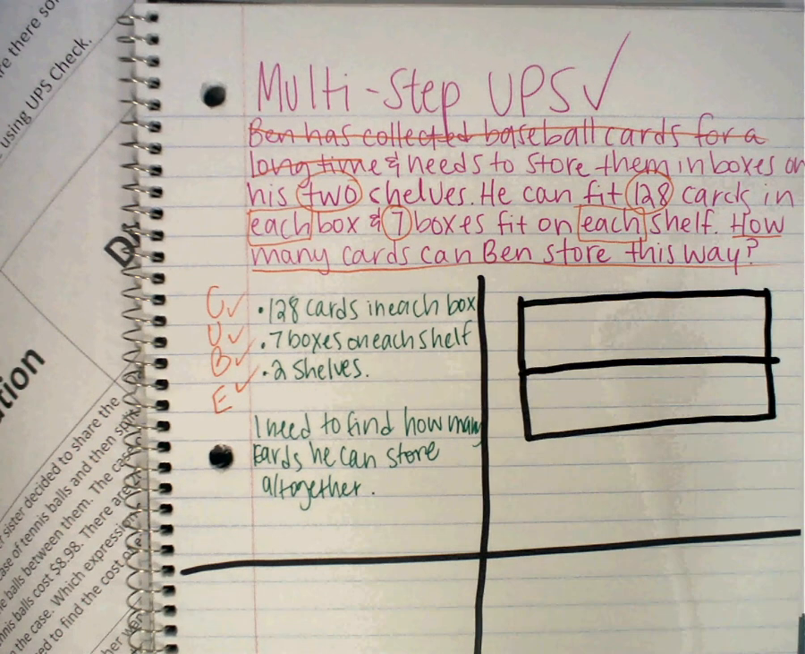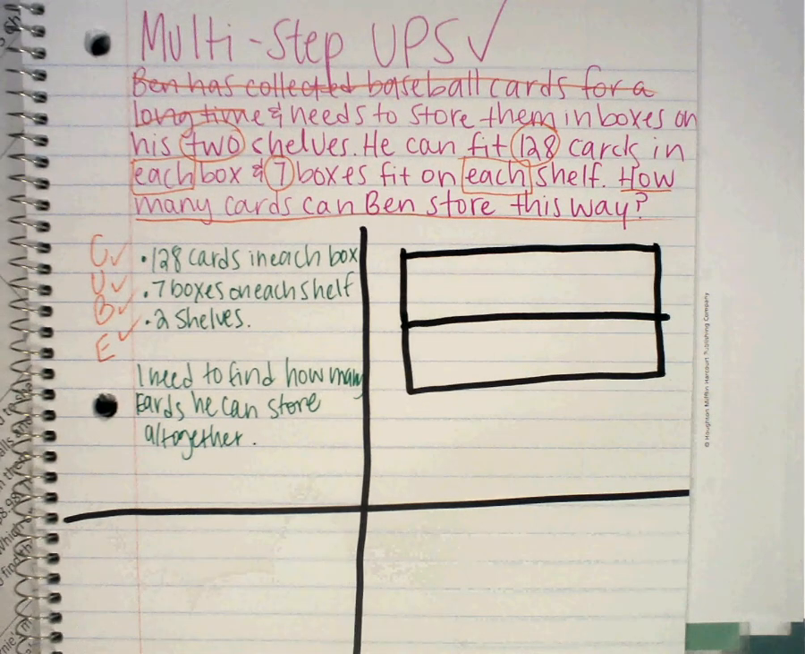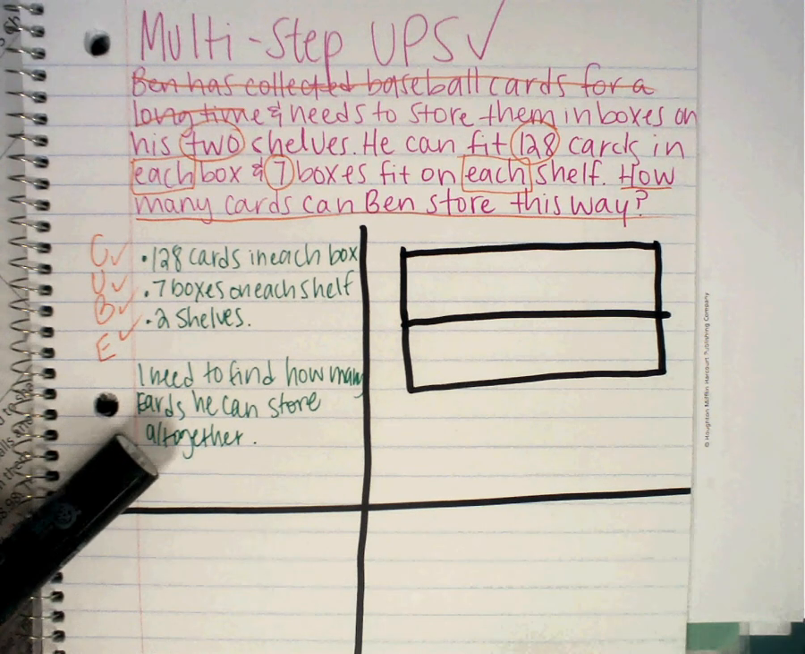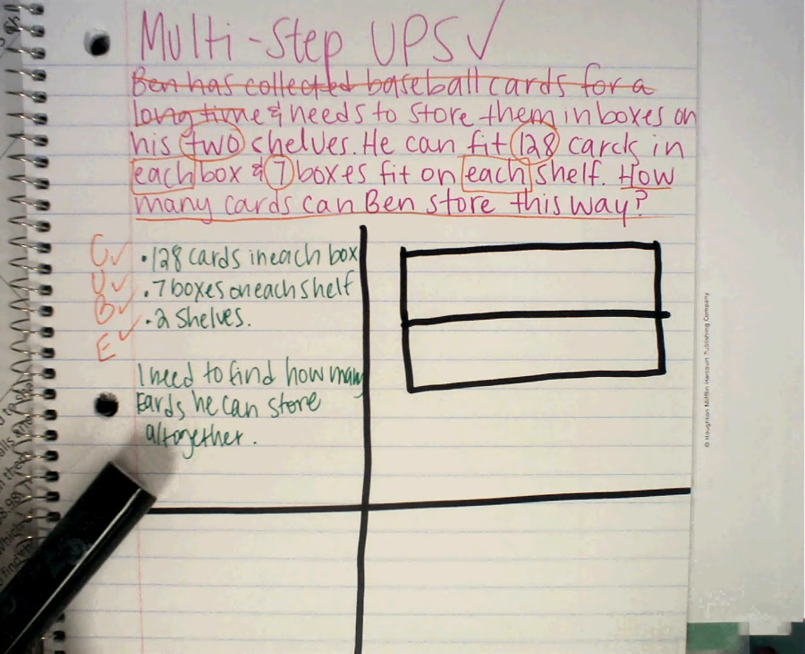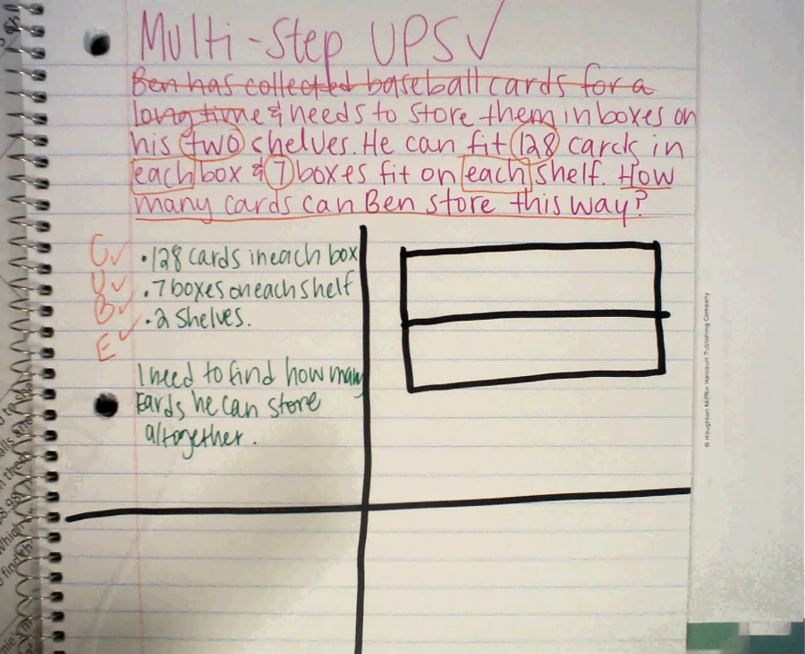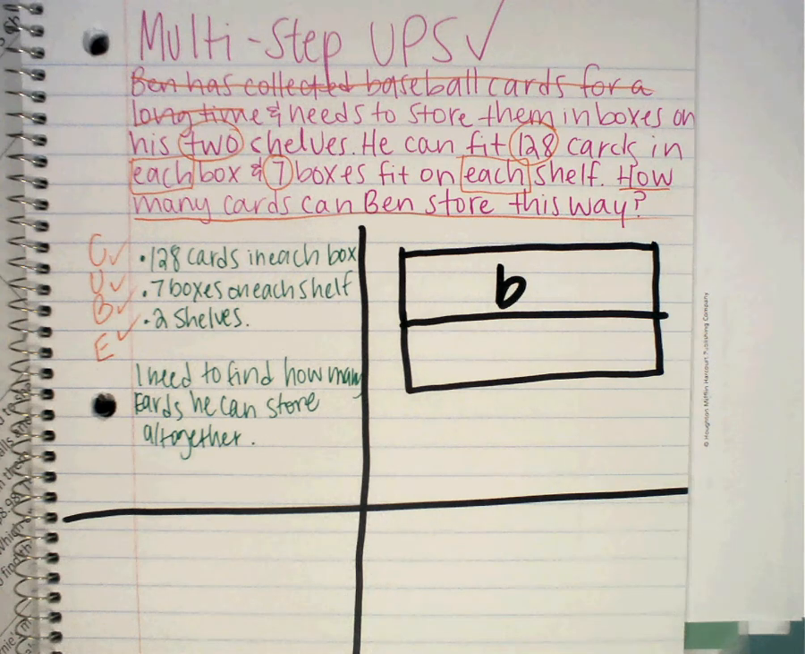All right, do I have a whole in this problem? I want you to think about it. So we're talking about baseball cards here, right? Do I have the whole number of baseball cards? No, I don't, right? That's what I'm trying to find. I'm trying to find how many he can store all together. Usually, you won't always see this, but whenever you have the whole in the problem, it'll say total or altogether or in all. It'll say words like that with the number. So in all, there were this many baseball cards, but we don't see that. So that's what we're looking for. So I'm going to say that that is B for baseball cards. Okay?